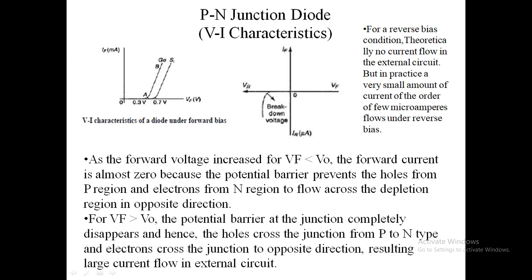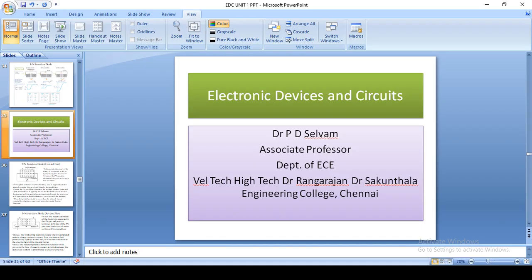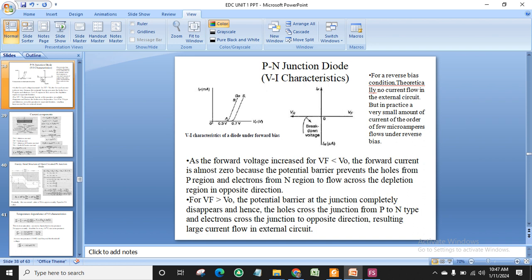This is today's topic about the PN junction diode in forward bias and reverse bias.